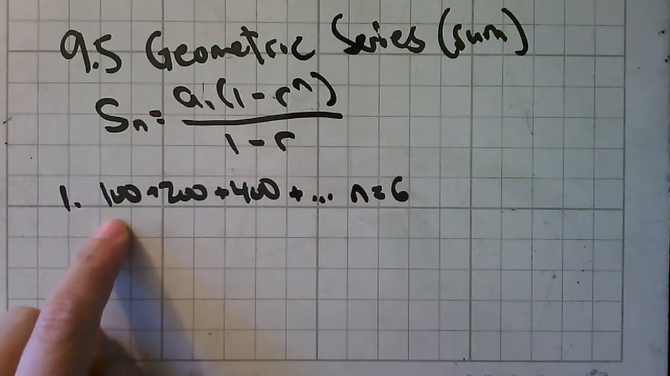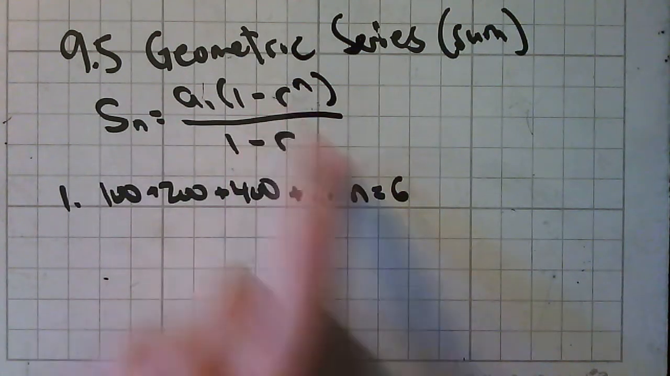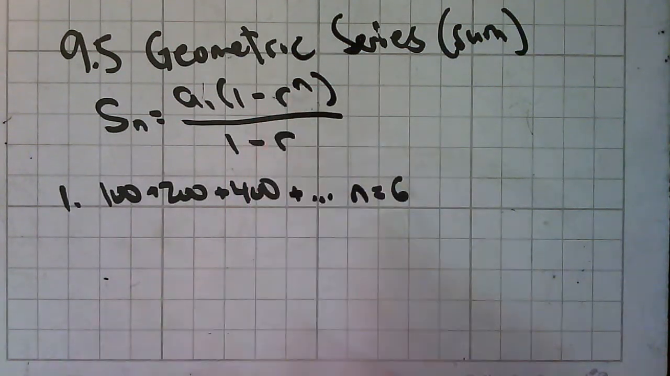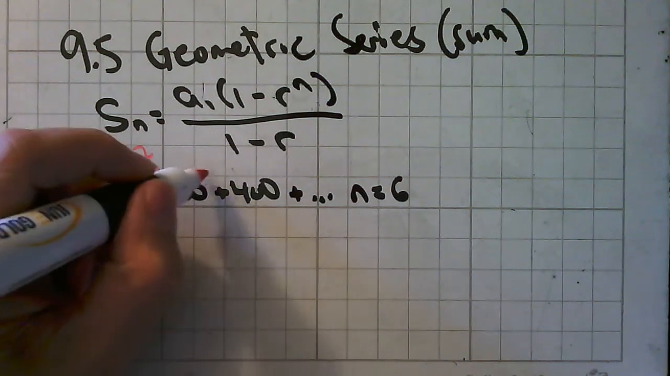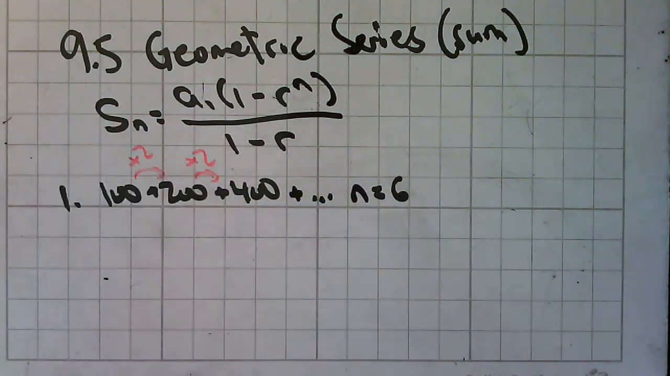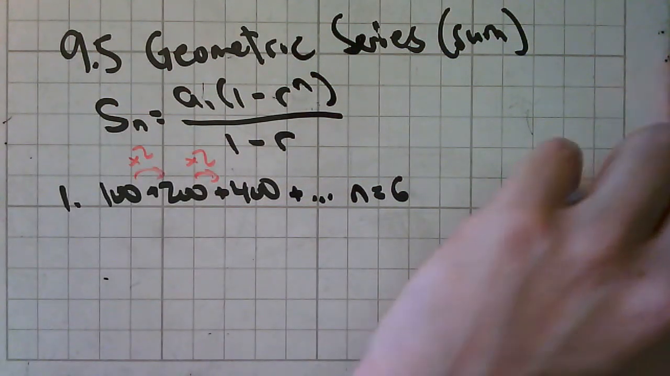We know the first term. We know n. We don't know r, so we have to figure out what r is first. So we're going to look for the pattern here. I can see this is multiplying by 2, so that means our r is 2.